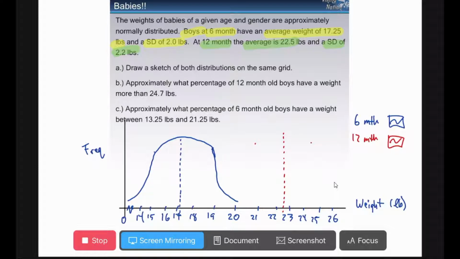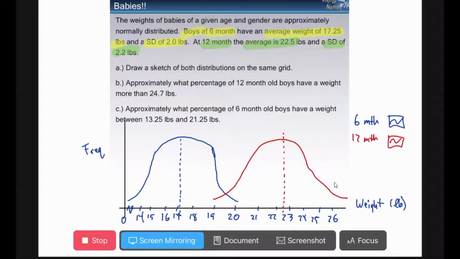And our standard deviation is very similar. It's slightly larger, so our data is going to be spread out a little bit more, but not too much more. So the height is going to be slightly lower, but not a lot. So something like this. And something like this. I don't love that. There we go. That's okay. All right, we've sketched our 2 curves. They're labeled. Let's take a look at our next question.